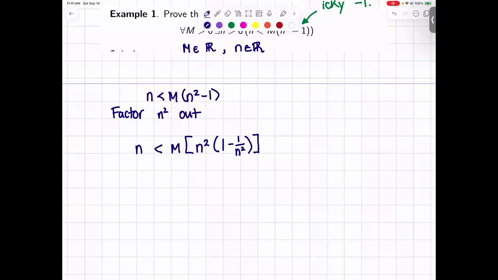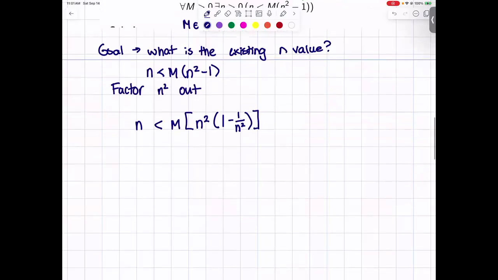So now that we have this, we can ask ourselves what else we can get rid of to make this simpler. Right now we're trying to find a value of n. We know it exists because we're being told in this example to prove it, but what is the existing n value? What actually is that going to be? What is it that we are trying to find? So let's try and find an n value.